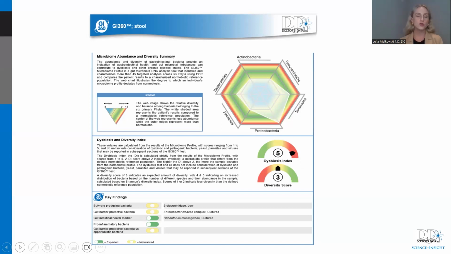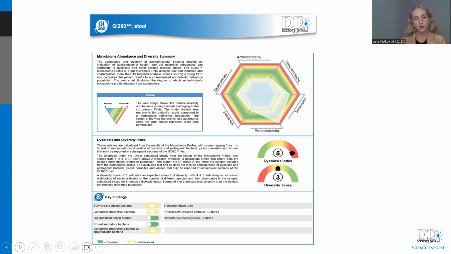With regards to the gut barrier protective bacteria, those are too low. We want to support them. Soluble fiber is an excellent foundational piece here. We can use polyphenols as well. And then you could also employ your own nutraceutical protocol, whether that be aloe vera, L-glutamine, marshmallow, things of that nature. So you have a variety of options there. The gut barrier protective versus opportunistic bacteria will be remediated by supporting those gut barrier bacteria.